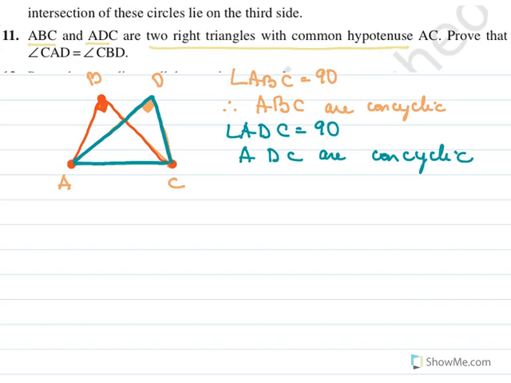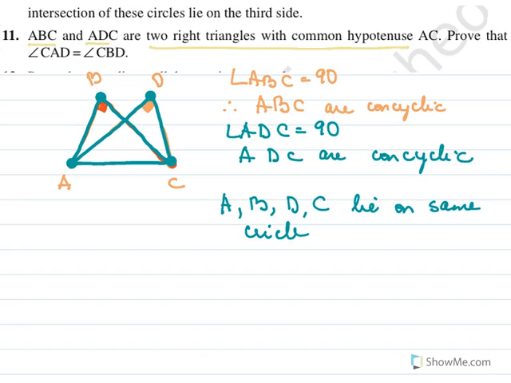So both these have the same common diameter AC. So I could say all these points lie on the same circle. A, B, D, C lie on the same circle. So let me draw the circle now. So this will be the circle.